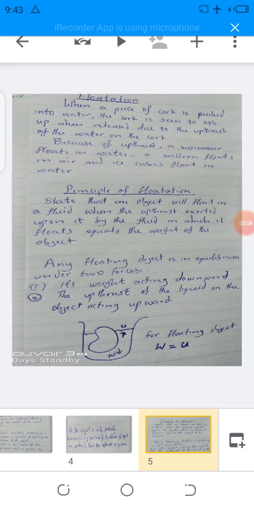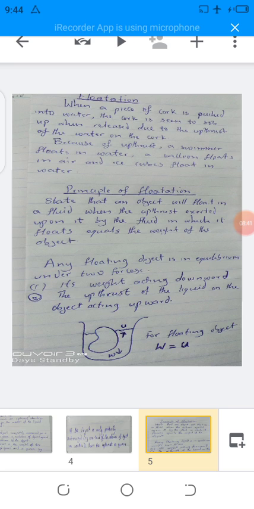The principle of flotation states that an object will float in a fluid when the upthrust exerted upon it by the fluid in which it floats equals the weight of the object. That is the equilibrium of the object. Again, the principle of flotation states that an object will float in a fluid when the upthrust exerted upon it by the fluid equals the weight of the object.